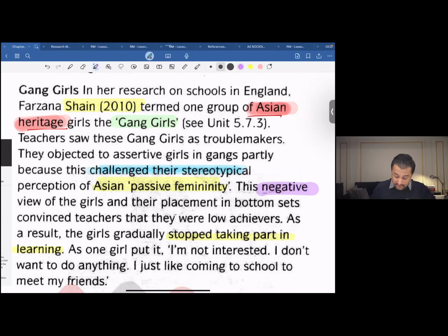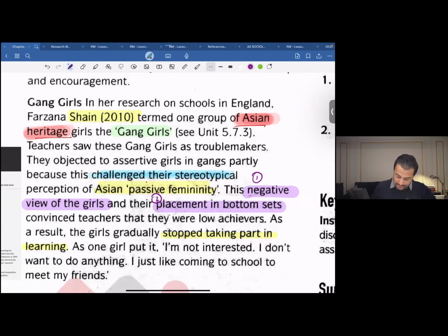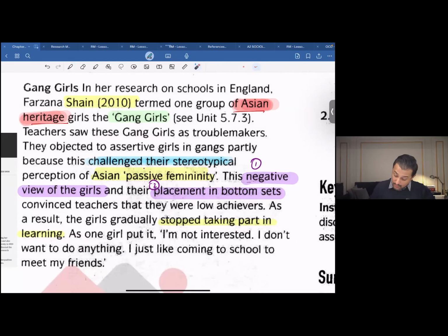So, number one, the negative view of the girls. Number two, the placement in bottom sets. This convinced teachers that these girls were low achievers. As a result, the girls gradually stopped taking part in learning, right?